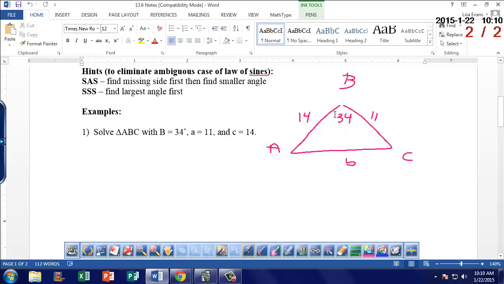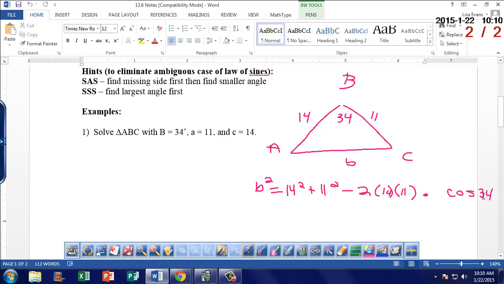Now, this is the angle I was given, and this is the side we need to find first because it says find missing side first, then smaller angle. So what we're going to do is we're going to take the side, put it all by itself, b squared, equals, and I'm going to match that up with cosine of 34. Okay, now we're going to put the a and c in all the other spots. Doesn't matter the order, so we're going to do 14 squared plus 11 squared minus 2 times 14 times 11. And this is times the cosine of 34.